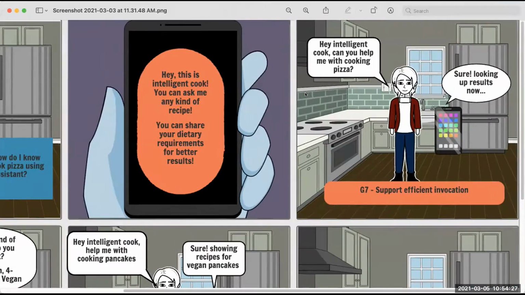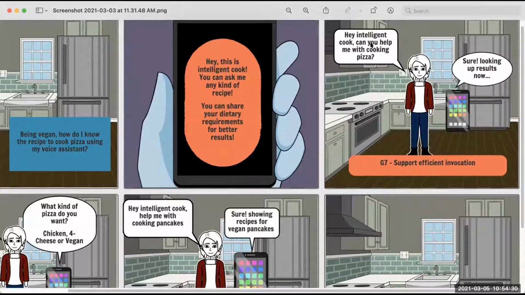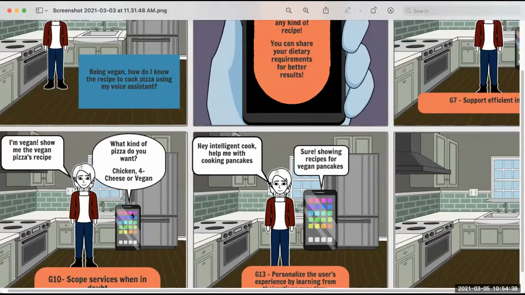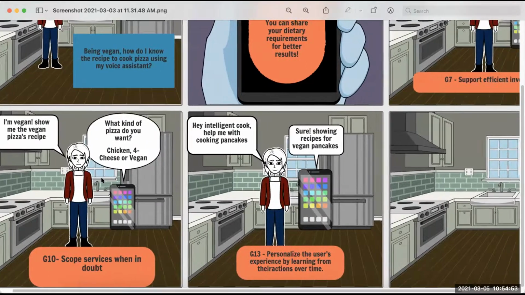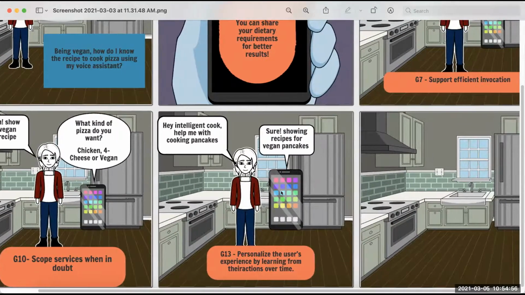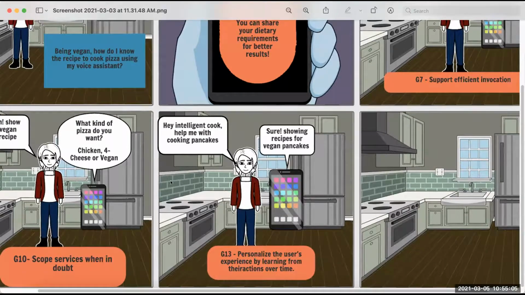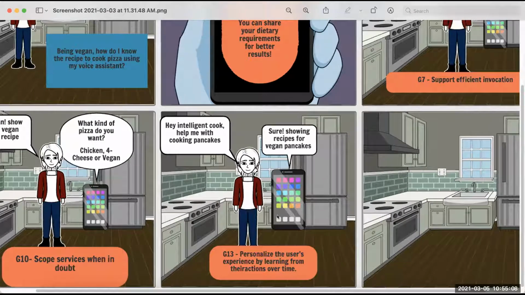Here, she has started using it. She asked the UI, "Hey, Intelligent Cook, can you help me with cooking pizza?" And it says, "Sure." It's looking up results. Then it gives her options, like if she wants a chicken pizza, a cheese pizza, or a vegan pizza. She tells the assistant that she's vegan and wants to see the vegan pizza recipe. So the next time she uses the interface, she asks for pancake recipes, and it automatically gives her recipes for vegan pancakes because of her earlier input. So yeah, that's IUI.